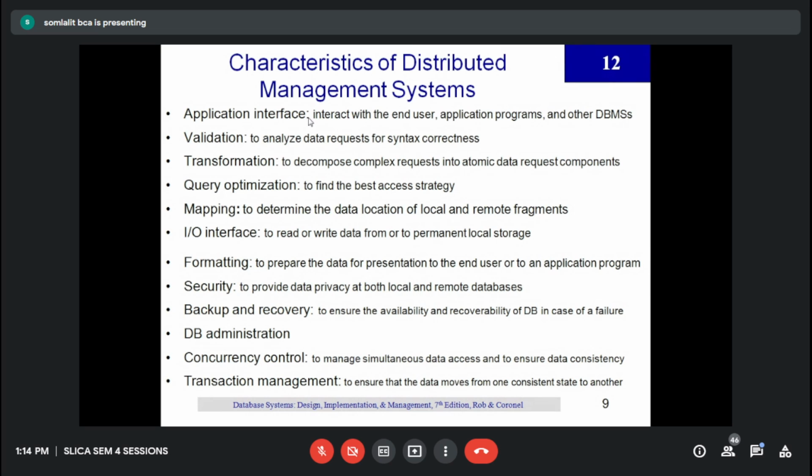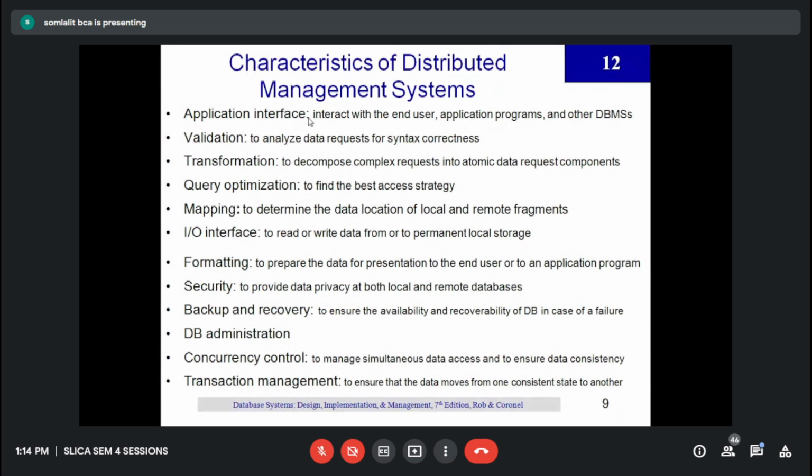Input output interface: the way the data will be stored and read, that is your input output interface. You should know how to store in the database, in which format I need to pass my data so it will get stored into the database.